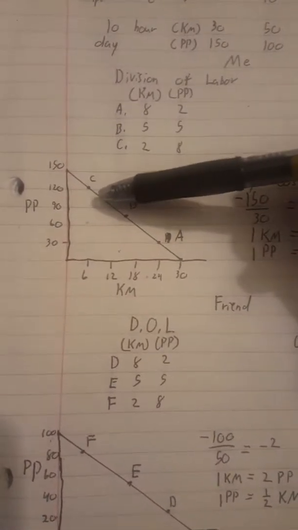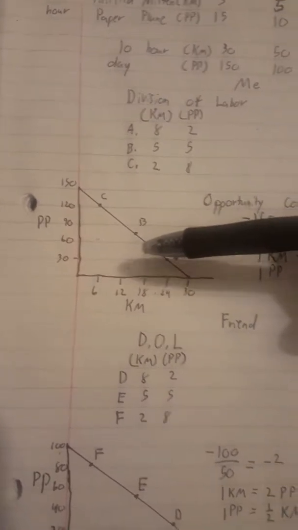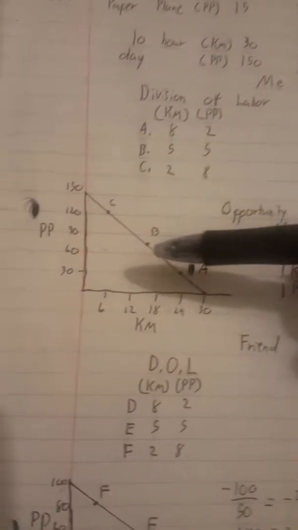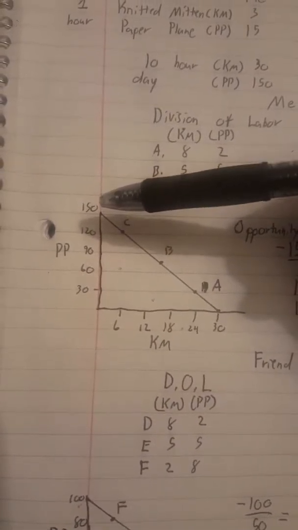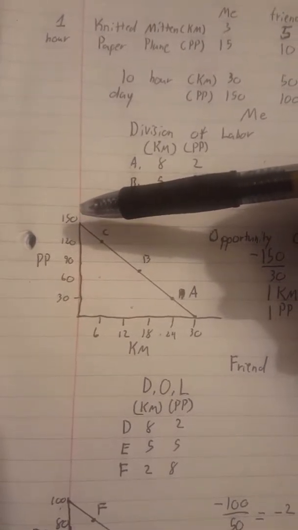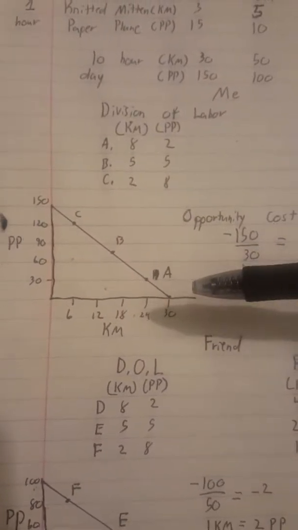Then this is my own personal production possibility frontier, and at 10 hours without working on any knitted mittens, I can make 150 paper planes, and at 10 hours without working on any paper planes, I can make 30 knitted mittens.